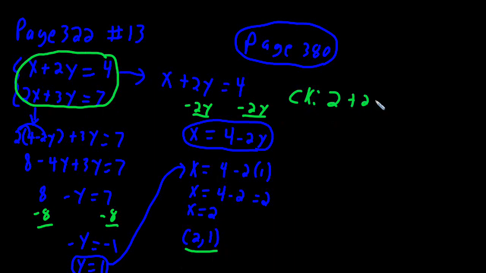So that checks. And if I go to the bottom equation, substitute in 2 for x and 1 for y, it'll be 2 times 2 plus 3 times 1. This time I get 7. 4 plus 3, that is 7. So it checks. So this is an example of using the substitution method.